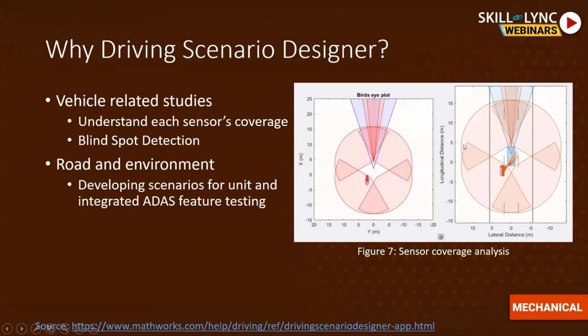So I can see that on using this arrangement of sensors, there is a specific blind spot in which, if the vehicle is traveling at a constant velocity, I will not be able to detect it. So that is one very important use of the driving scenario designer app. And the other very good usage of it is for unit and integrated testing of various ADAS features.